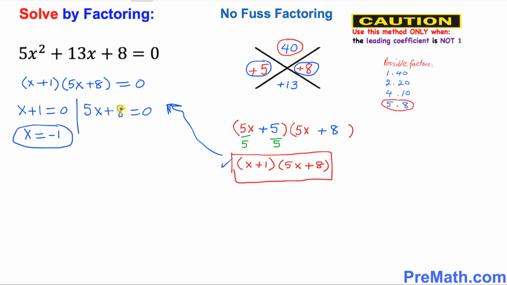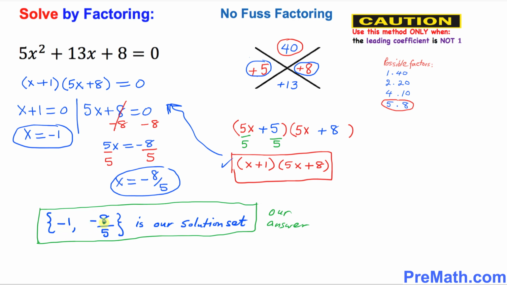And here, in order to isolate x, I want you to subtract 8 first. So this reduces to 0. We got simply 5x equals negative 8. And then I want you to divide by 5 on both sides. So our solution is going to be simply x equal to negative 8 over 5. So we got these two solutions. Thus, negative 1 and negative 8 over 5 is our solution set, and that's our answer.